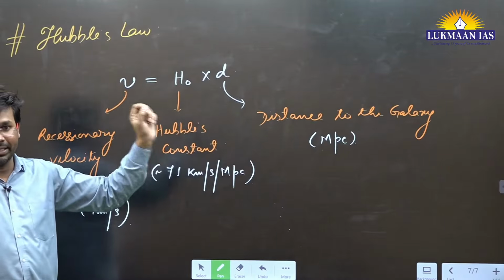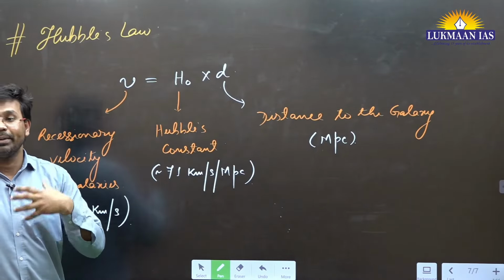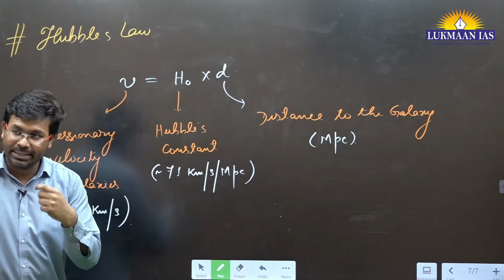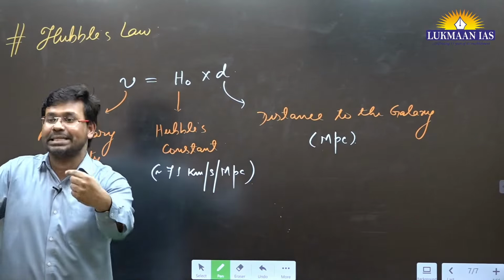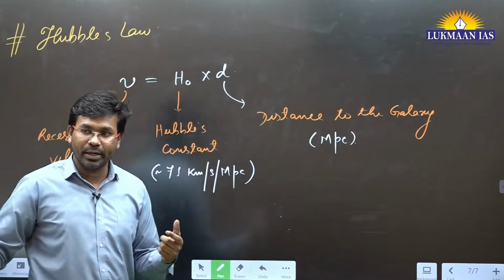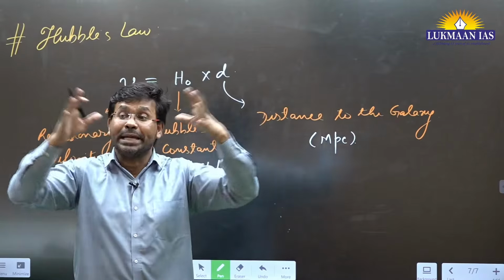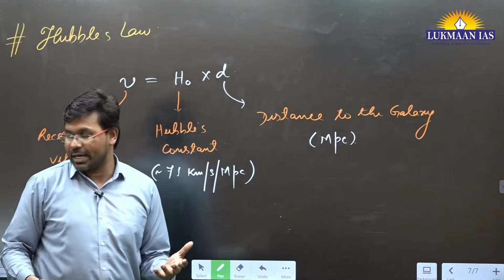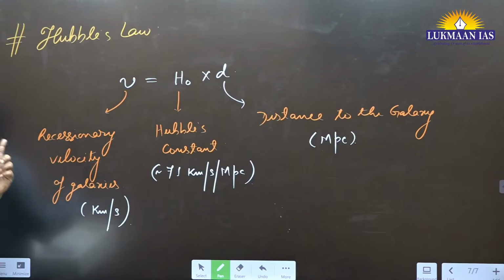What is MPC? MPC is a very important factor. This MPC is used for calculating the distance between astronomical objects. What are astronomical objects? Those objects that are big enough that reside in the universe, right? So MPC stands for this particular factor. It is known as megaparsec.